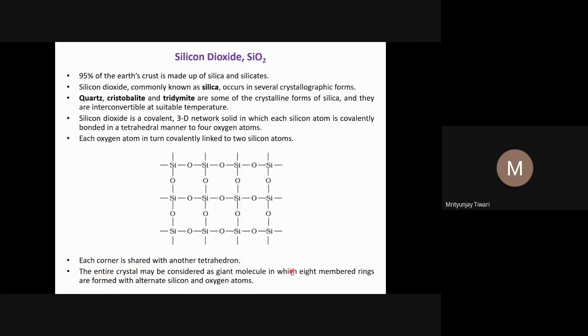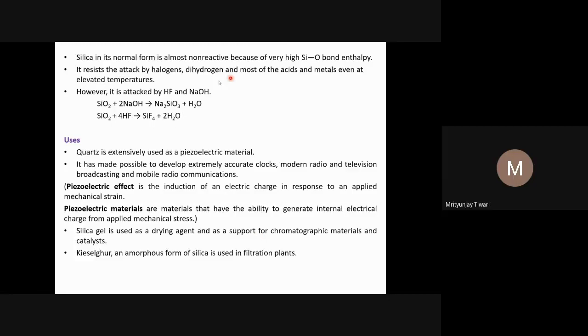The entire crystal may be considered as a giant molecule in which eight-membered rings are formed with alternate silicon and oxygen atoms. Silica in its normal form is almost non-reactive. Why is it non-reactive? Because the silicon-oxygen bond strength is very high, and so its bond dissociation energy is also very high. So one can say the silicon-oxygen bond enthalpy, or the bond dissociation energy, is very high.